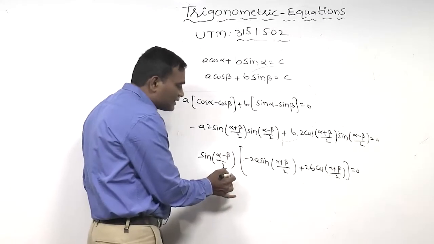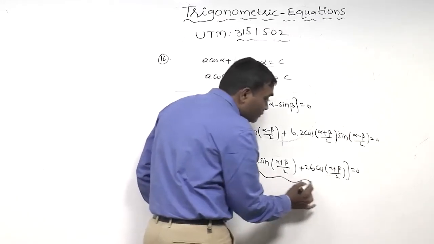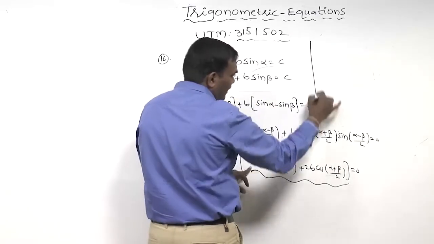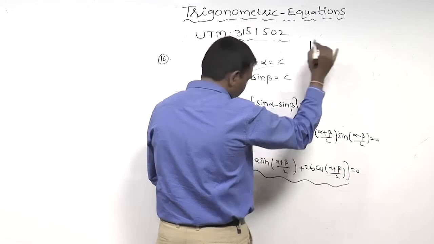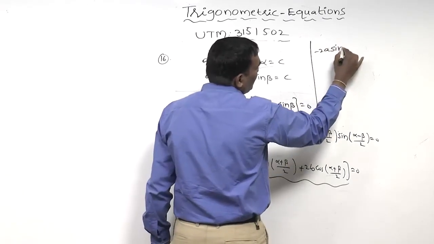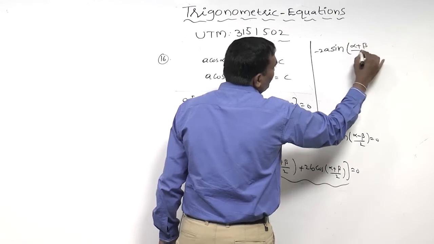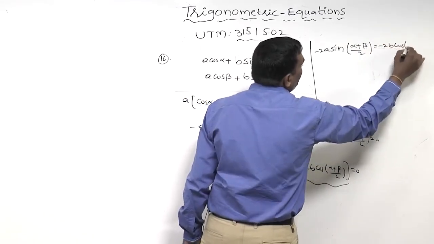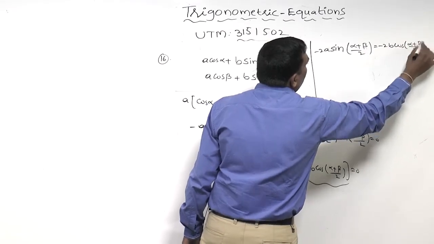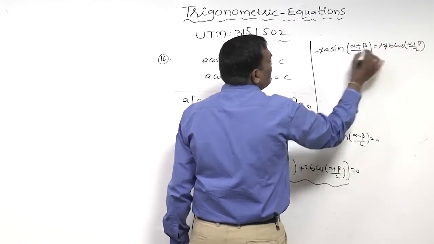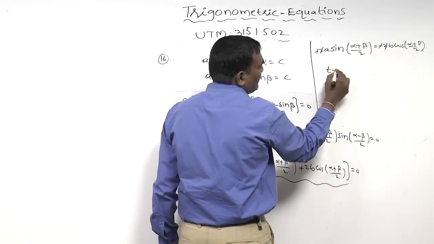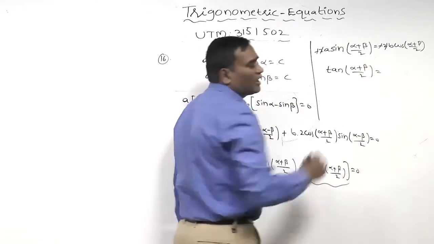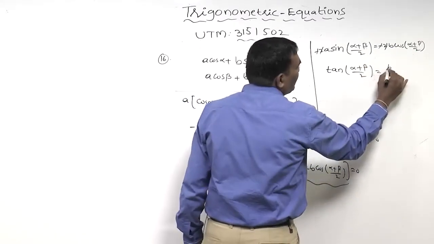That's why, take this equal to 0. It means this must be equal to 0. So, if this is equal to 0, what happened? Here, minus 2a sin of (alpha plus beta)/2 is equal to minus 2b cos of (alpha plus beta)/2. So 2 cancels, minus minus cancels, sine by cos, tan of (alpha plus beta)/2 is equal to b by a.